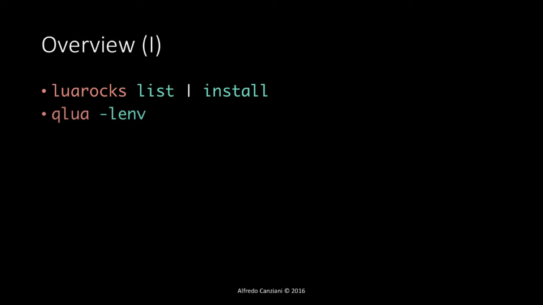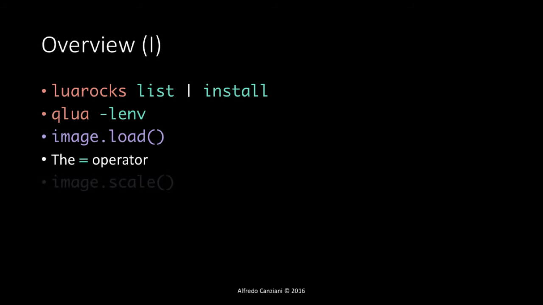We will see the following functions. We will start with luarocks list and install to check whether the env package is installed in our system. Then we will meet our new REPL, which allows us to use the Qt libraries, and we will use it with the env library. Then we will learn how to load an image. We will learn also the equal operator in the Qlua interpreter.